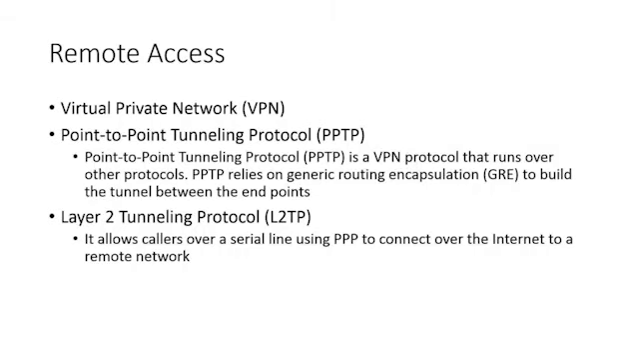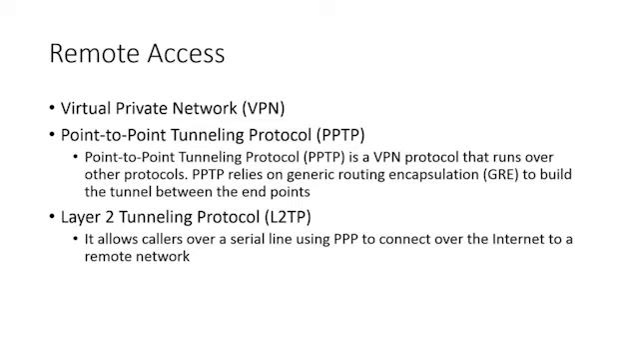Now, some other remote access protocols we could use is PPTP. That's point-to-point tunneling protocol. Now, this is a VPN protocol as well that runs over other types of protocols. So this actually relies on GRE, the generic routing encapsulation, to build a tunnel between our two endpoints. And it works pretty well. It's been around for quite a while as well.